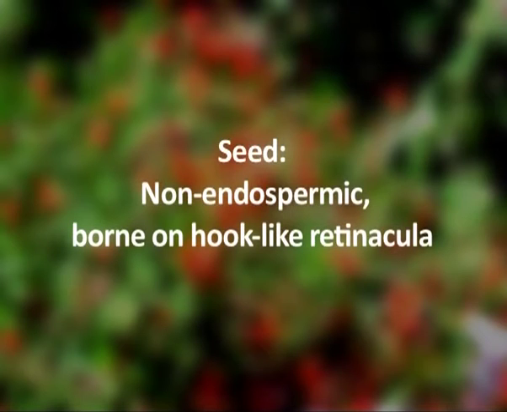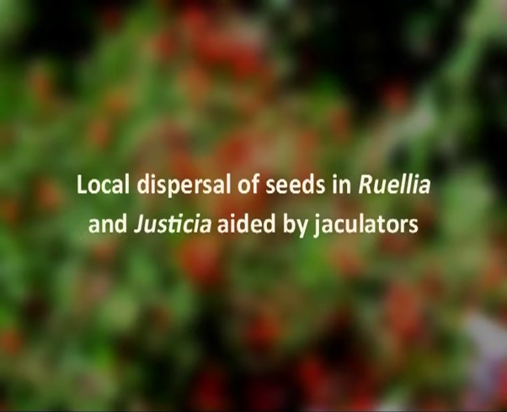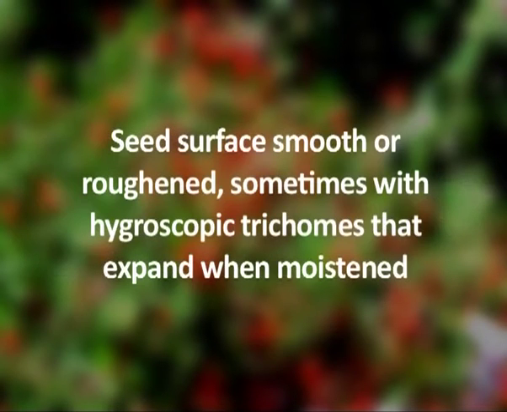Seeds. Seeds are non-endospermic, usually borne on hook-like retinacula. Local dispersal of seeds in Ruellia and Justicia is aided by jaculators. Seed surface is smooth or roughened, sometimes with hygroscopic trichomes that expand when moistened.